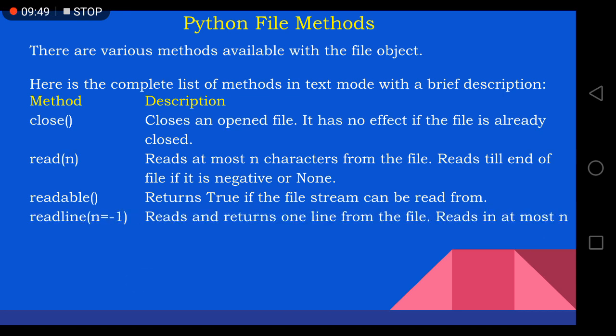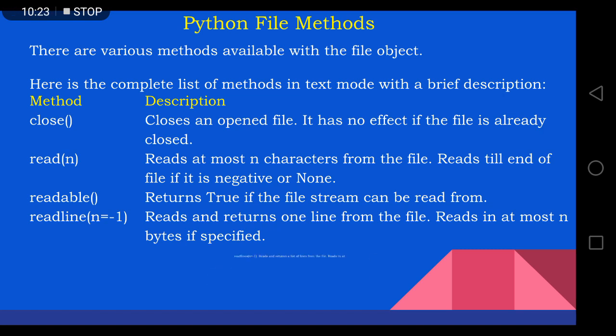Suppose we mention readline(n=-1). It reads and returns one line from the file, and reads at most n bytes if specified. So this function, as it is readline, reads a line. And if you don't mention anything, it will read a whole line. If you specify some n bytes, like how you use it in the read method, in the same way we can use the readline method also. That many bytes will be read.